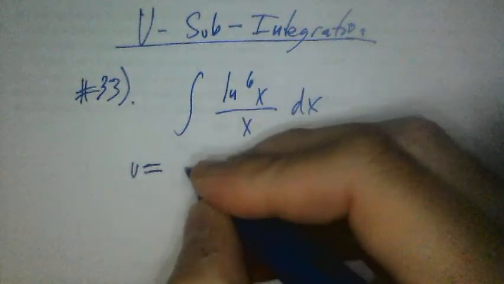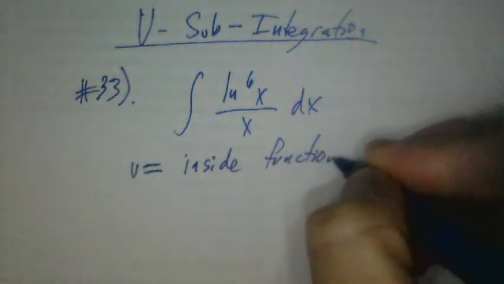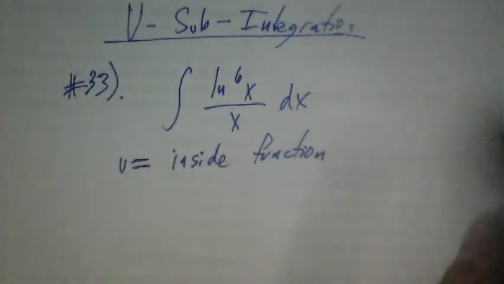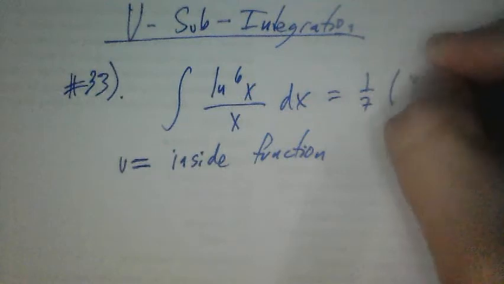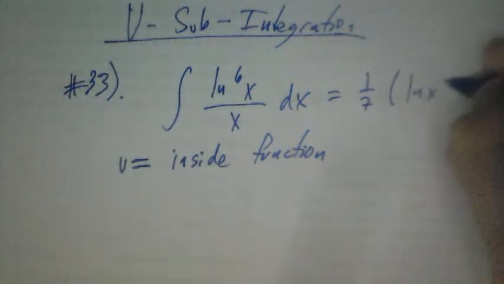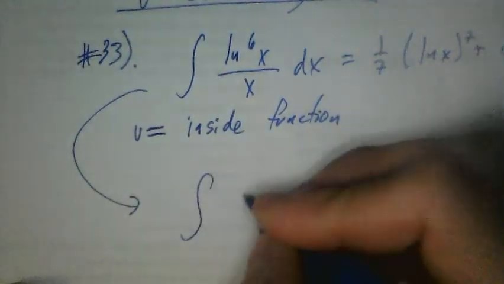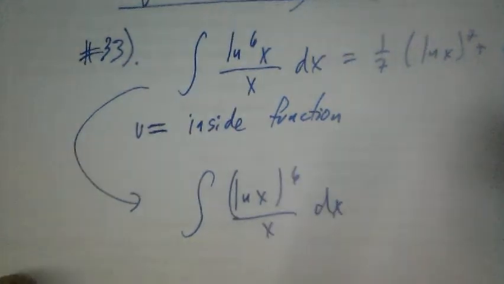So the key with this problem, the reason I chose this, is because you have to recognize where the inside function is. So hopefully you were able to rewrite this here. If you look in the text, we know the answer is 1/7 times the natural log of x to the 7th plus c. So we're going to rewrite this function first as the indefinite integral of ln of x to the 6th power over x dx. And hopefully now, looking at this, it's rather obvious which one is the inside function here.